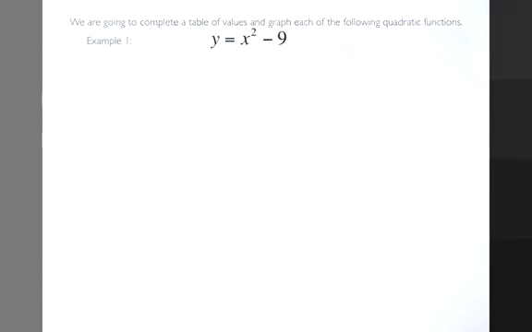Our first example is the quadratic function represented by y equals x squared minus 9. Notice that this is a quadratic function that is a difference in squares. We are going to use x values that fall between minus 3 and positive 3 to complete our table of values. Here's our table. In the first column, we'll record our x values. In the second column, we'll figure out what our y value is. And in our third column, we will identify the x and y coordinates of each of these points.